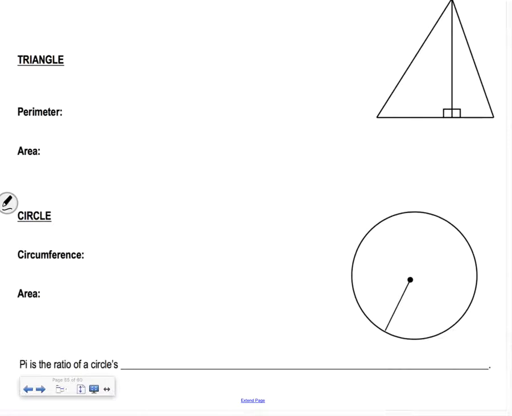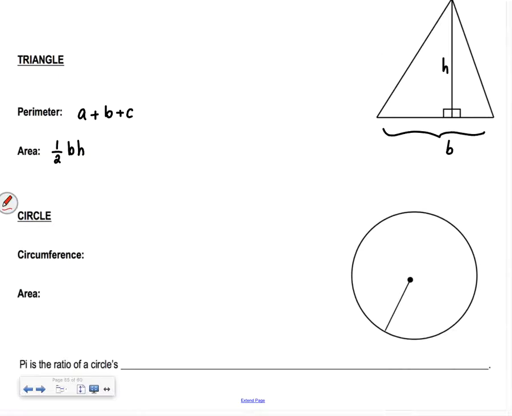The next one is a triangle. Our perimeter is just adding up the different sides. Maybe this is A, I'll call that one B for base, and C. So you would just say A added to B added to C, whatever those side lengths are. But our area ends up being 1/2 base times height.